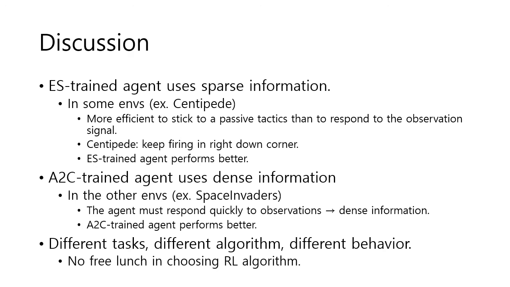On the other hand, the A2C trained agent uses dense information. In some environments, the agent must respond quickly to the observations, which means dense information. In these types of environments, the A2C trained agent performs better. So our conclusion here is that in different tasks, we need different algorithms to obtain different behavior. So there is no free lunch in choosing a proper RL algorithm.